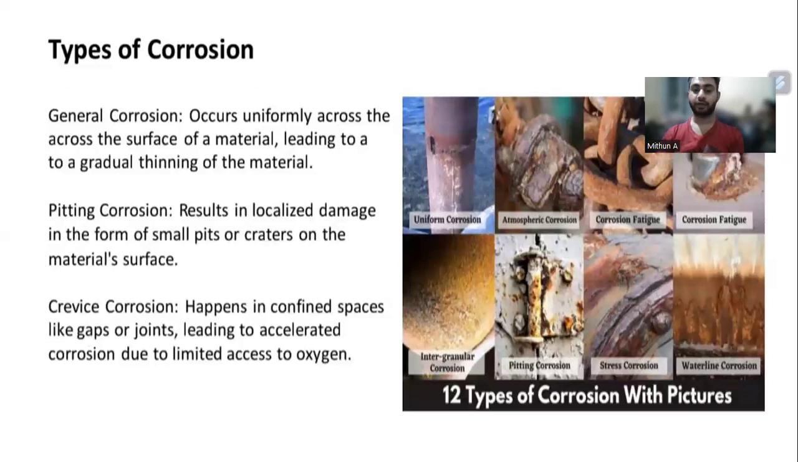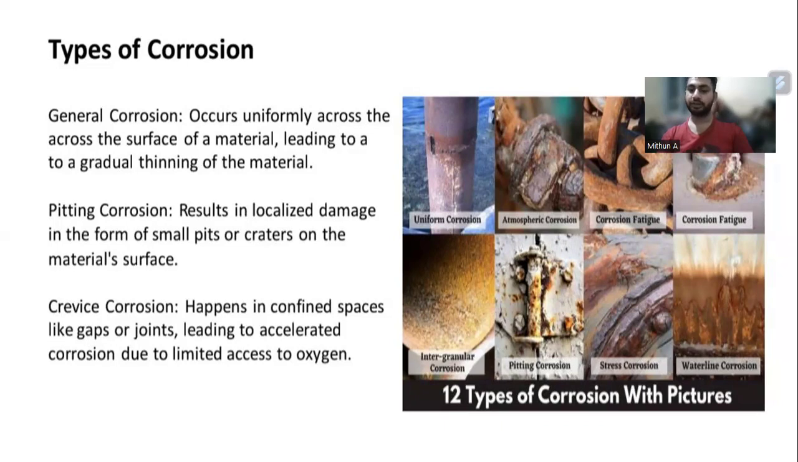The types of corrosion. General corrosion occurs uniformly across the surface of a material, leading to a gradual thinning of the material. Pitting corrosion results in localized damage in the form of small pits or craters on the material's surface. Crevice corrosion happens in confined spaces like gaps or joints, leading to accelerated corrosion due to limited access to oxygen.